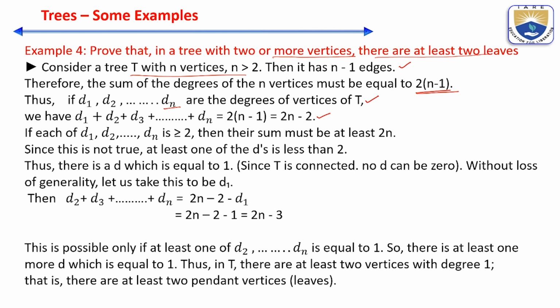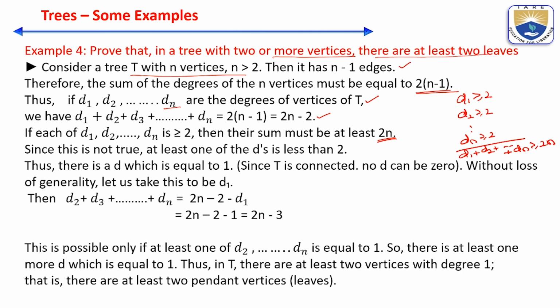If each degree, d1, d2 and so on, dn, is greater than or equal to 2, then the sum must be at least 2n. So d1 is greater than or equal to 2, d2 is greater than or equal to 2, and so on, dn is greater than or equal to 2. Subsequently, the sum d1, d2, and so on, dn is greater than or equal to 2n.